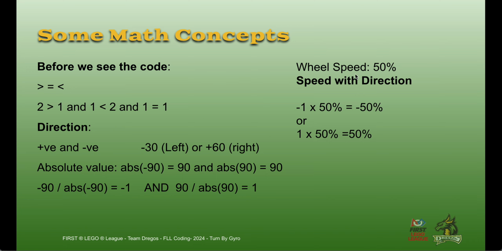Now, in our code, our wheel speed might be 50%, or however fast you want to go, with the speed direction. Whatever degree you are turning, depending on if it's positive or negative, it will multiply that and find out how fast it has to turn.